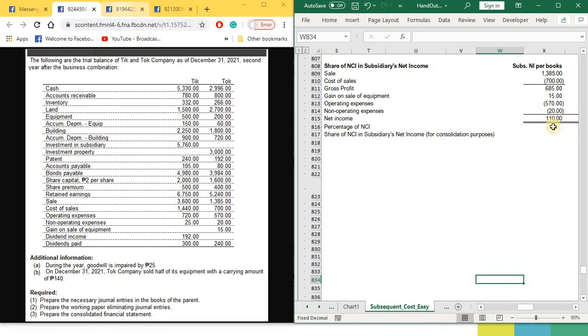So how is this computed? This is the sale of 1,385 less cost of sale of 700, add the gain on sale of equipment of 15 pesos, then deduct the operating expense and non-operating expense. That is why the net income per books of this subsidiary is 110 pesos.